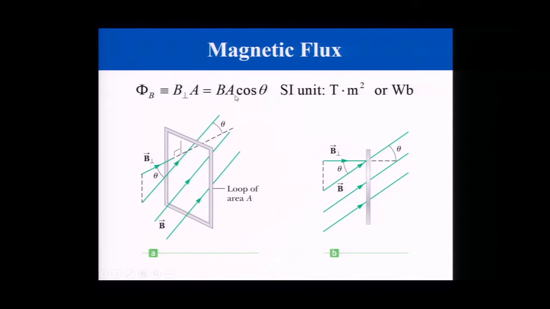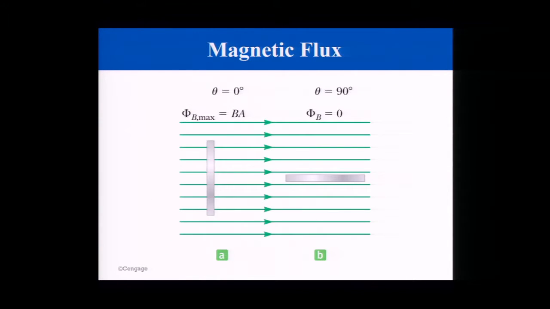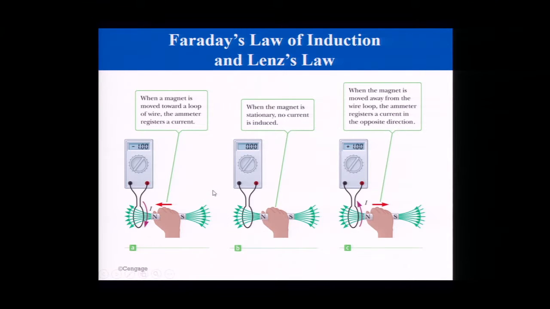So I can calculate it just the same way we did with the electric field, except for the magnetic field, it's B. The electric field was E. And so we can look at it that way. So we get our maximum when we're perpendicular, and we get nothing when we're parallel. So we can have those same things.